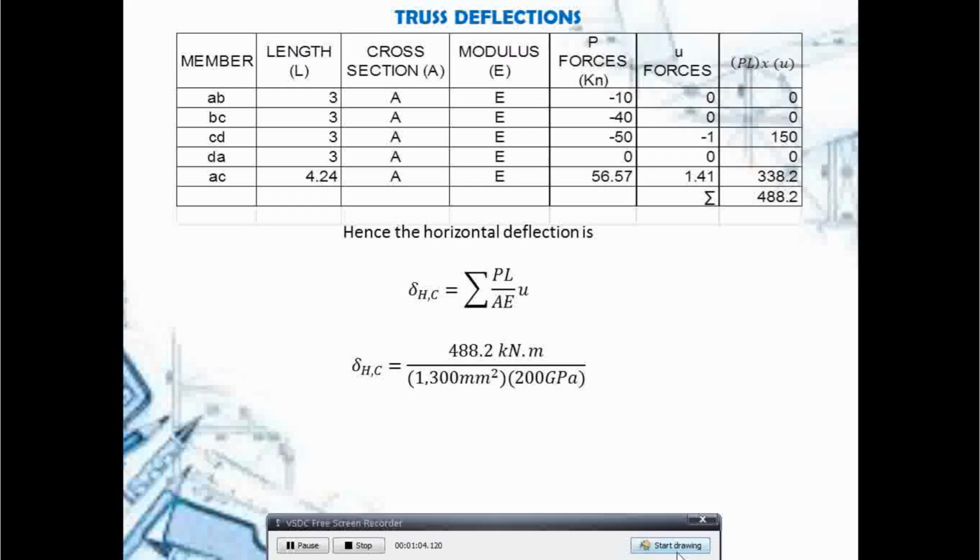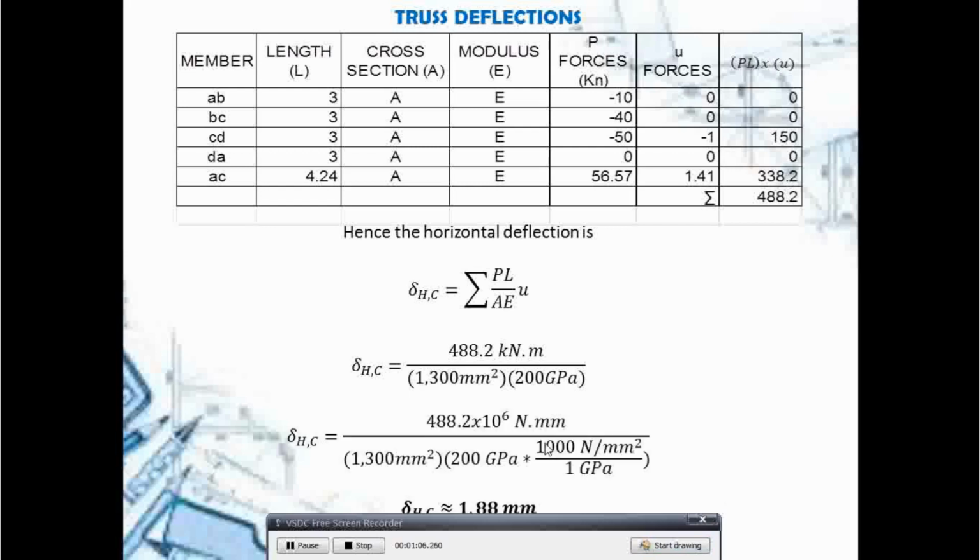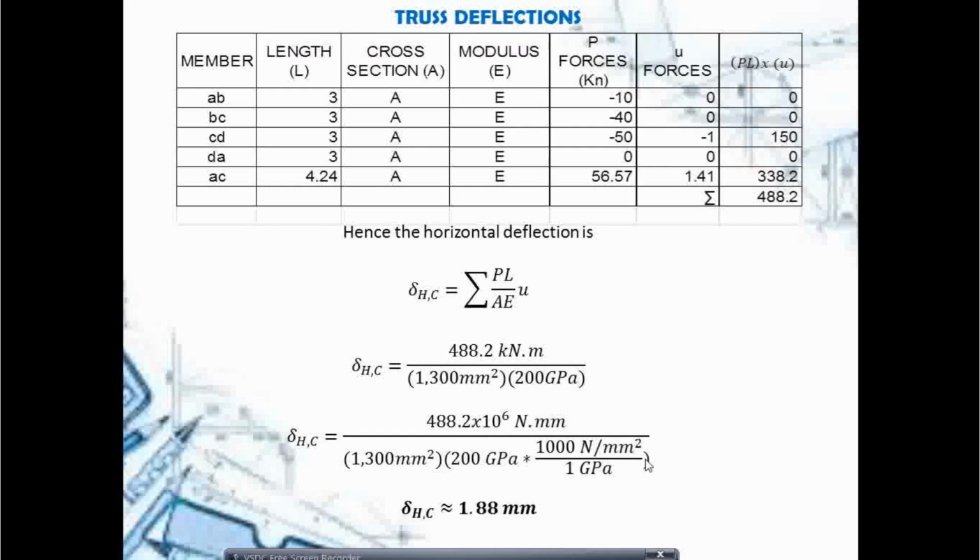So, be consistent with your units. I converted everything to Newton, then millimeter, para consistent yung mga units ko. My final answer now is the horizontal deflection at point C is equal to 1.88 millimeters.